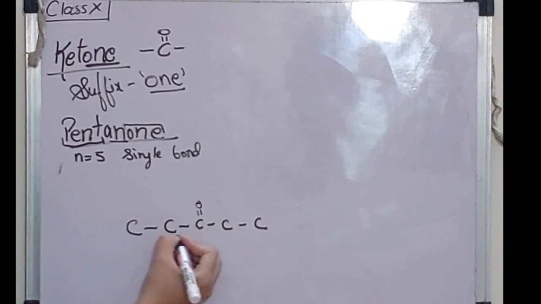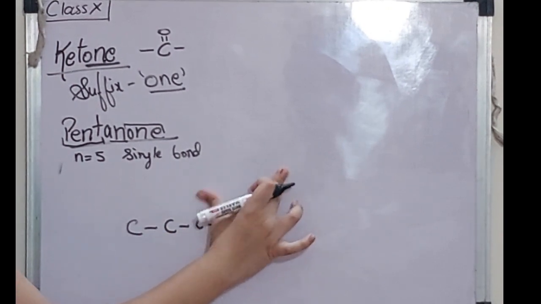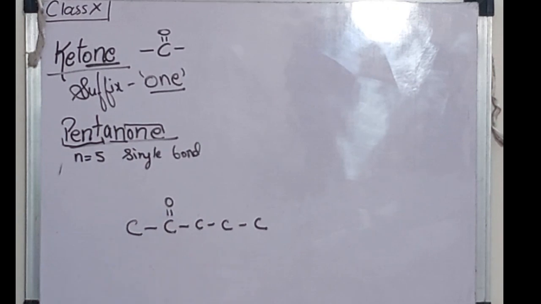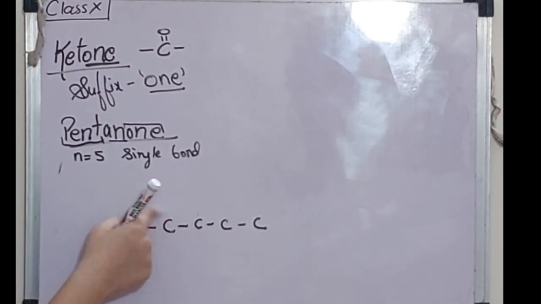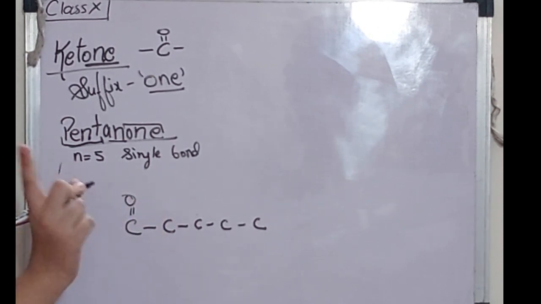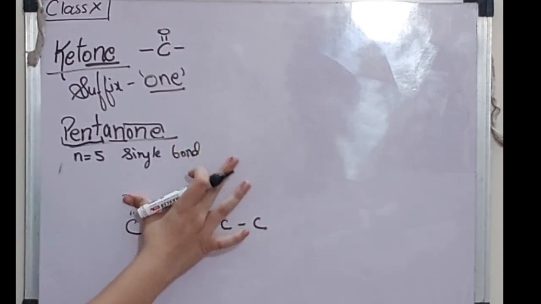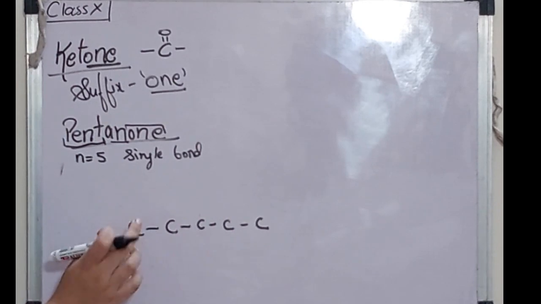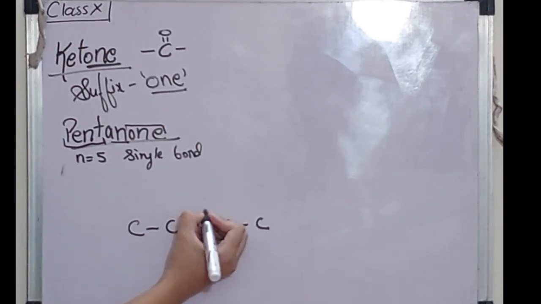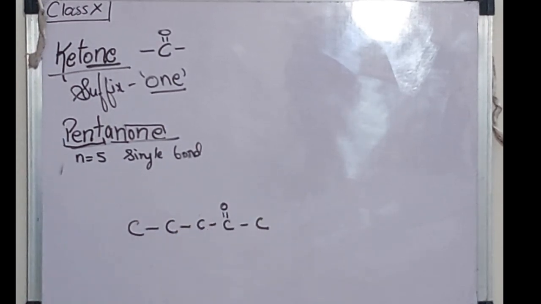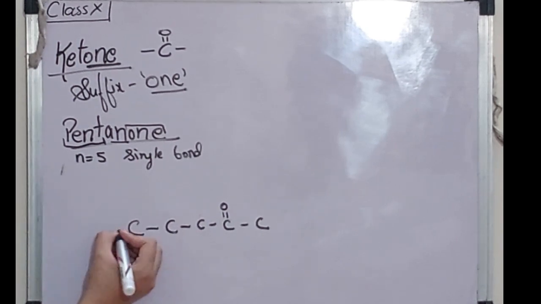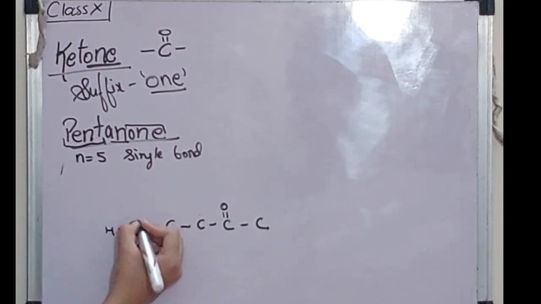Here? Right, I can put it here because there is carbon on both sides. Can I put it here? Yes, there is carbon on both sides. But can I put it here? No, because there is no carbon on this side. It means you can't put ketone in the starting or the ending. So let's say I put the ketone here. Now fill the valency with hydrogen.